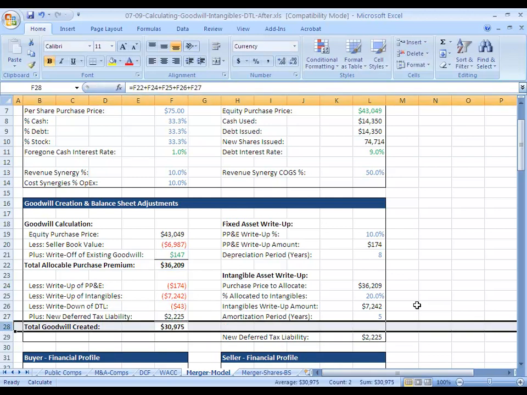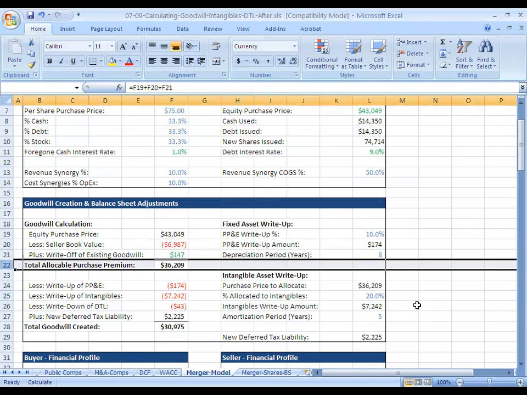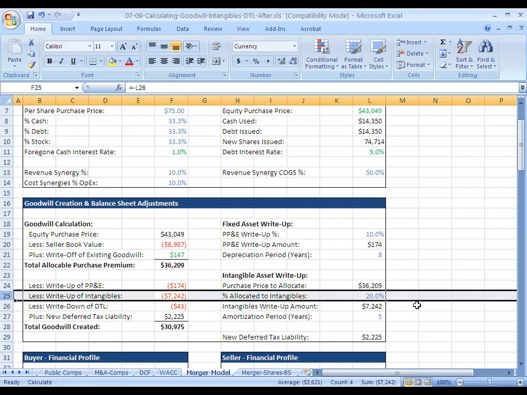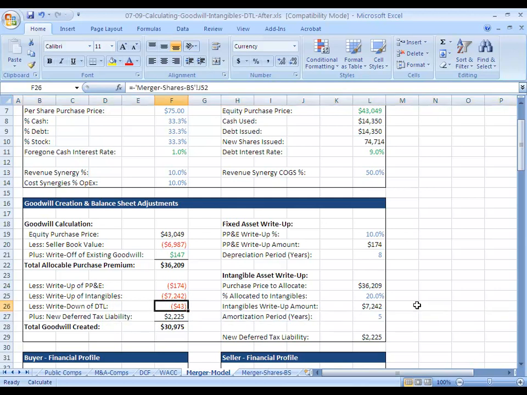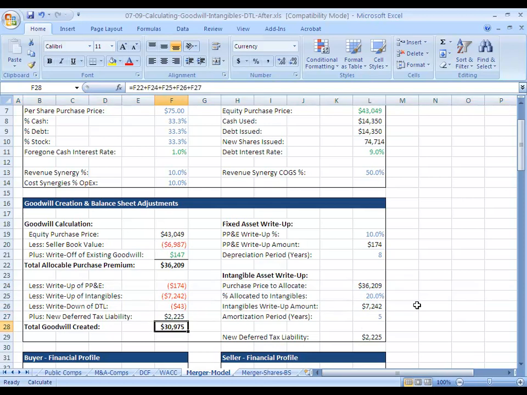And now you see why this calculation is so important, why we can't just say equity purchase price minus book value equals goodwill right here, because we have a large portion going to the write-up of intangibles, going to the deferred tax liability, and then smaller portions going to write-downs and write-ups of other items. And so that's why we need to actually do a full calculation here for goodwill rather than just saying equity purchase price minus the seller's book value.